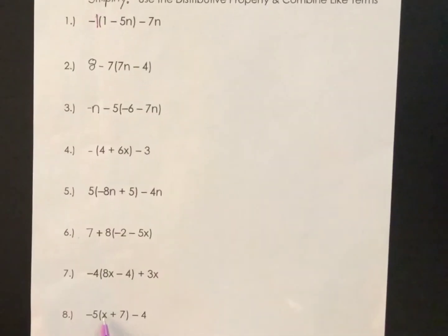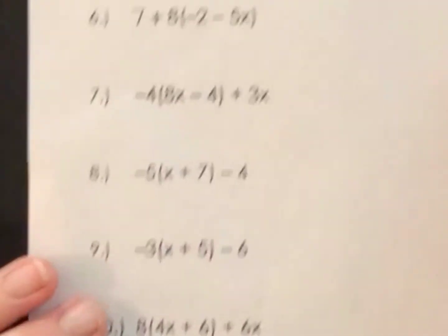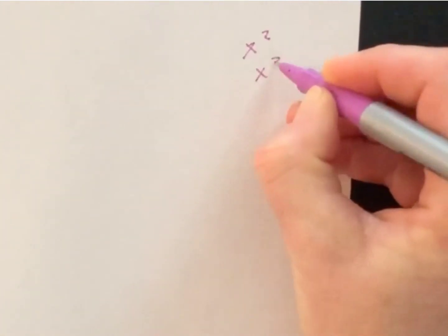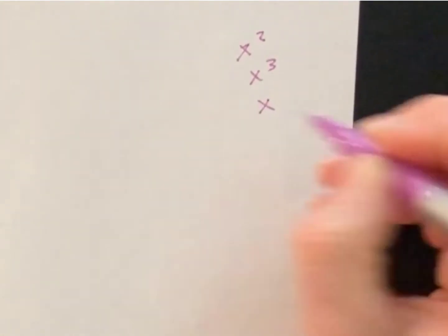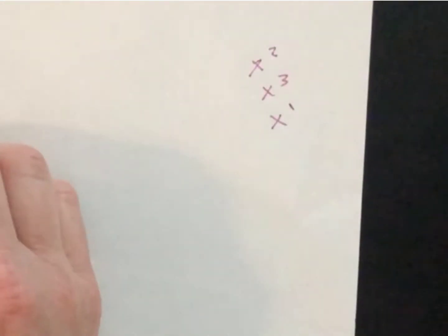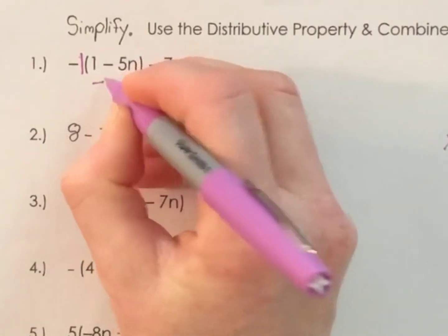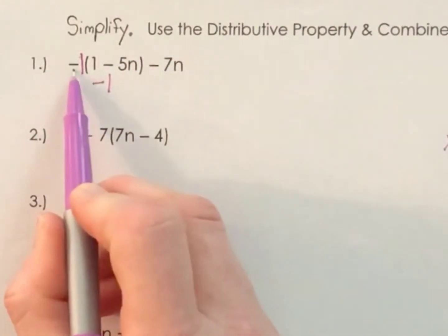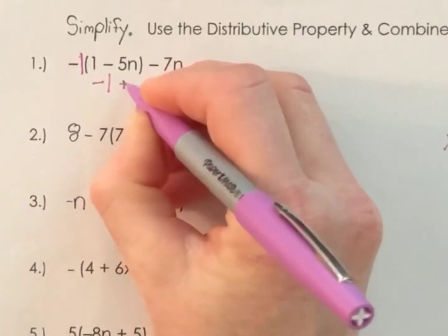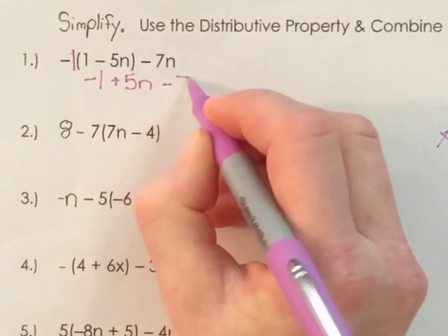Like for example, you see this x down here on number 8. That's a 1x. Then when you have exponents, you've got x squared, x cubed. If I don't have an exponent, it's just understood to be a 1. So back to number 1. Negative 1 times 1 is negative 1. Negative 1 times negative 5n is positive 5n. And then I've got this left over, minus 7n.